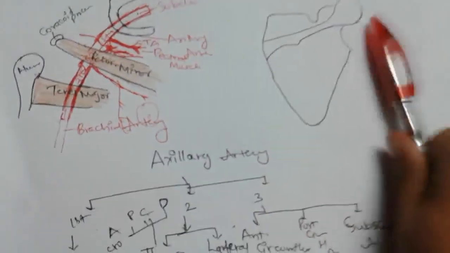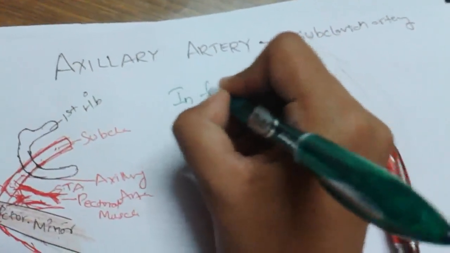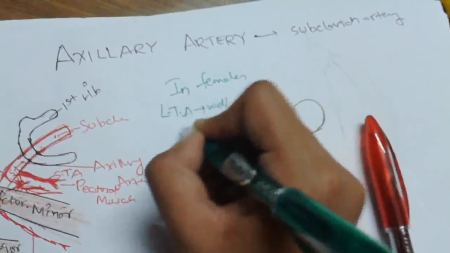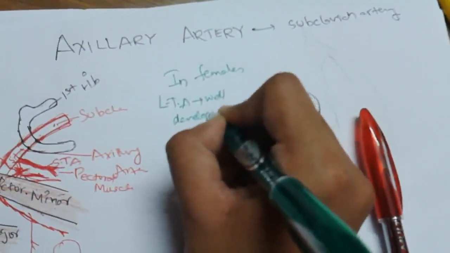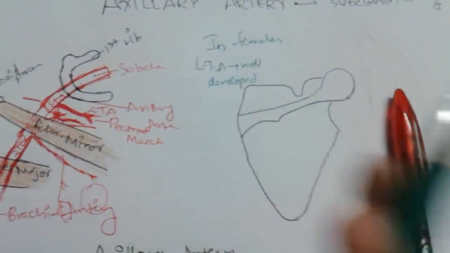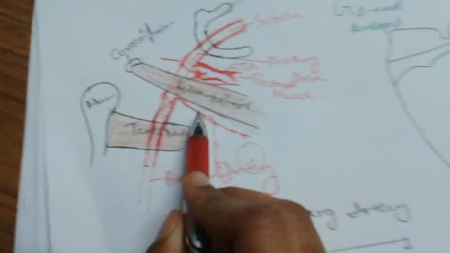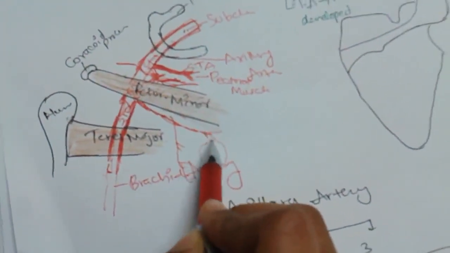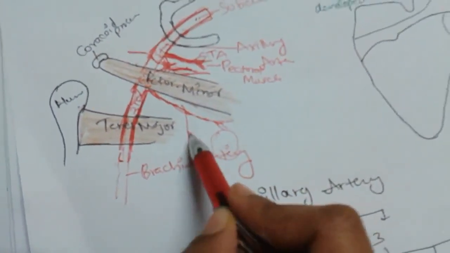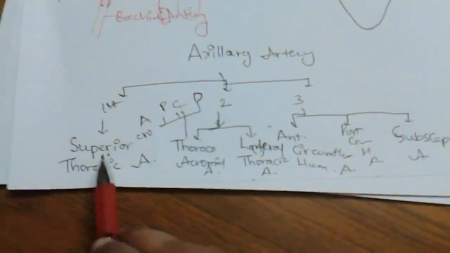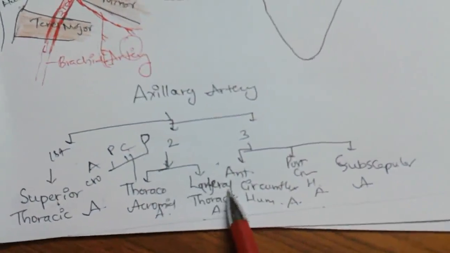So as a result, the main clinical aspect is, in females, the lateral thoracic artery is very well developed. So this is the lateral thoracic artery. You can see here, it goes downwards and gives branches to the pectoral muscles, and then it comes downwards and also gives branches to the mammary gland. So it is well developed in females when compared to males. So now superior thoracic is completed, thoracoacromial and lateral thoracic completed.